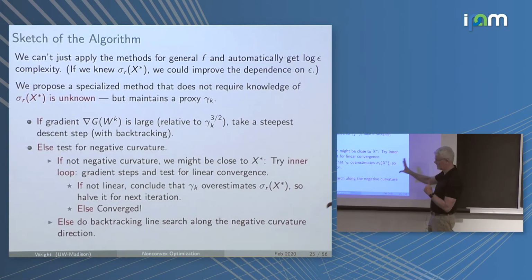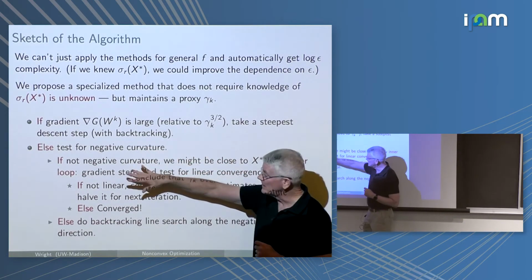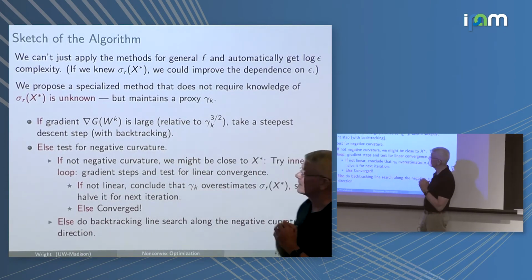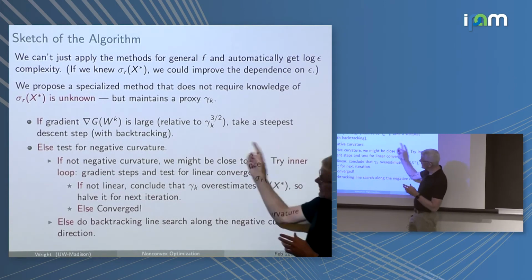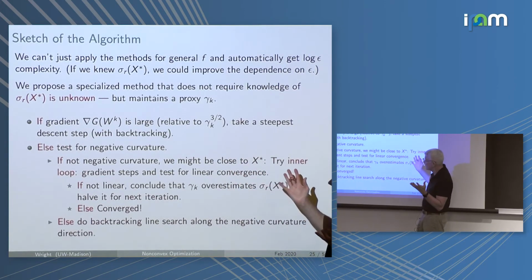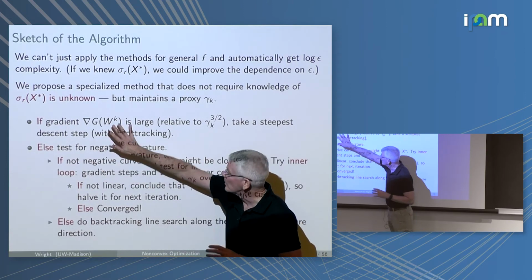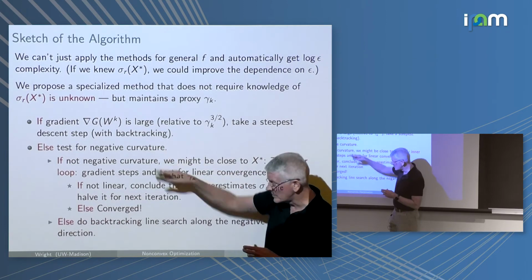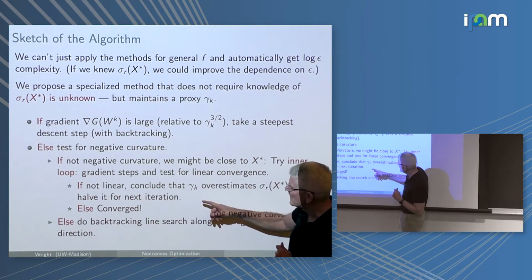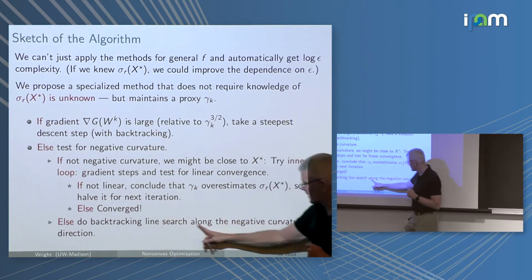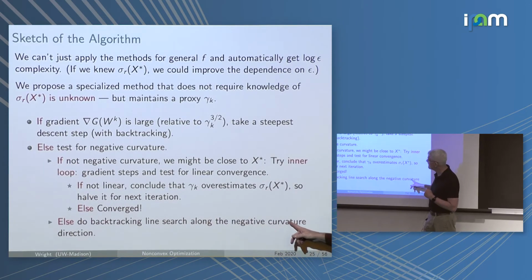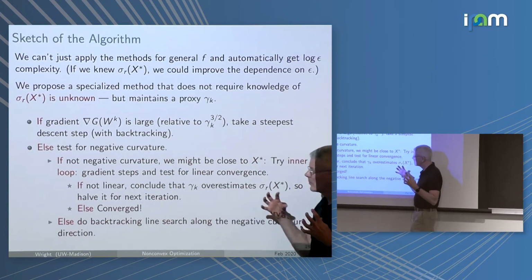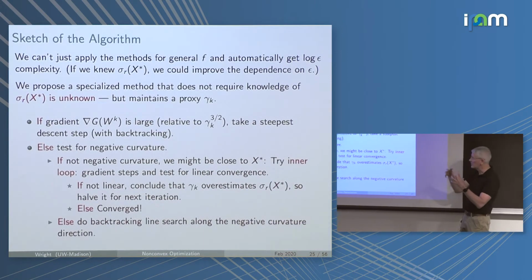The paper is extremely technical, but the basic idea is simple, and it's almost like the stupid algorithm at the start. First of all, you just test to see if the gradient is large. If it is, you take a steepest descent step, just like I did before. Otherwise, if you're below threshold on the gradient, you test for negative curvature. If you've got significant negative curvature, you do a backtracking line search along that direction. Okay? But if it turns out the gradient is small and there isn't much negative curvature, we might be in that R1 region, the region that we're close to x star.